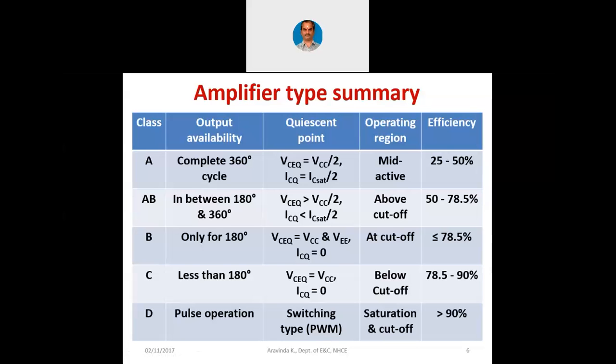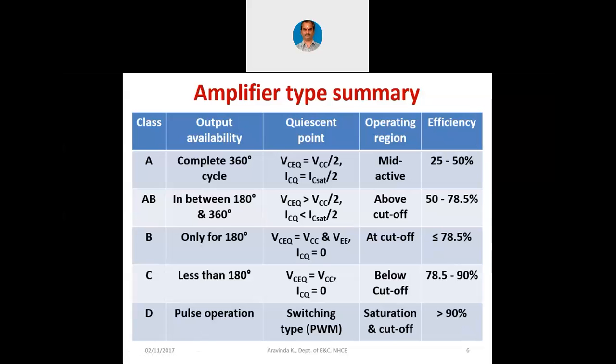Later on we will have exercises to understand the efficiency. So in the case of class A, efficiency is only 25 to 50%. In the case of class AB, it is 50 to 78.5%. In the case of class B, it is less than or equal to 78.5%. We have a derivation for this value. How we get this 78.5%, we will see that later on. In the case of class C, it is 78.5 till 90%. In the case of class D, it is more than 90%.